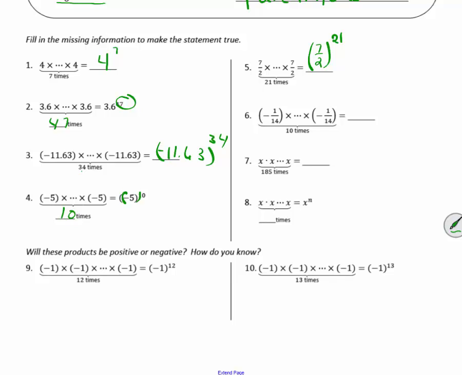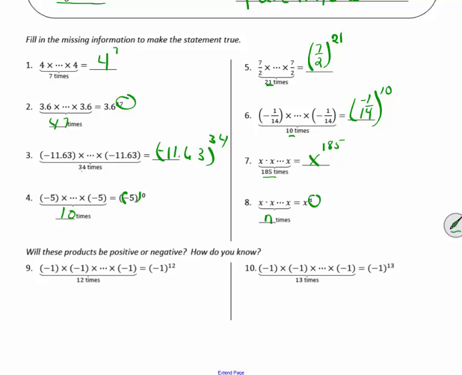Negative 1/14, this time it's negative and it's a fraction. So I really have to make sure I put that one in parentheses. My exponent is the 10, right? 21, there you go. I can do the same thing with variables. So if I have x times itself 185 times, that's your exponent. So x is your base, 185 is your exponent. In general then, this exponent, in this case, would be n times.